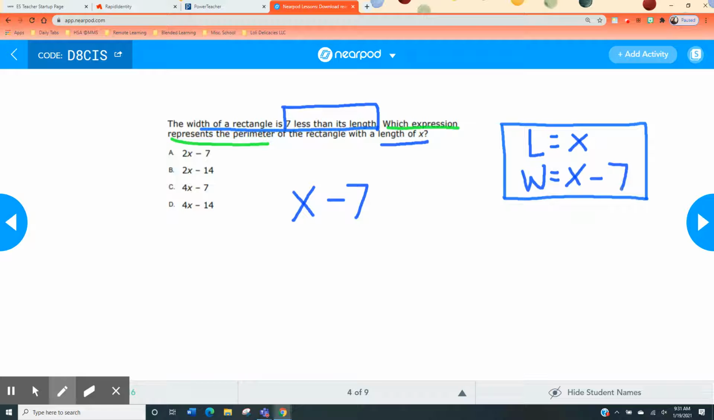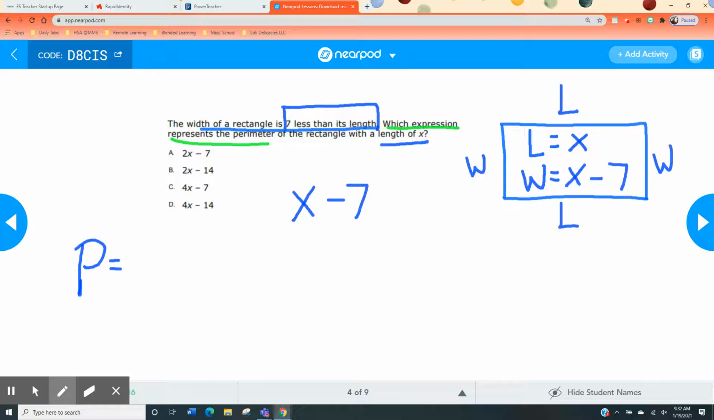Now we can go ahead and start answering our question. Our question again was, which expression represents the perimeter? So can someone either type in the chat or tell me out loud, how am I supposed to find the perimeter? What do I use to find the perimeter of any problem? Am I adding? Am I multiplying? I'm adding. Am I adding 2 of the sides only, or am I adding all the sides? All the sides. Perfect. So when I'm talking about a rectangle, it would be length, length, width, and width.